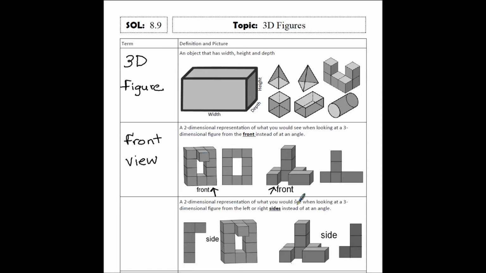The side view is a 2-dimensional representation of what you would see when looking at a 3-dimensional figure from the left or right sides instead of at an angle. We're looking at this and it looks like it pops off the page. This is the front, so here you kind of see the left side, and here we've got the front and we're looking at the right side. That's the side that it's turned to. Each of these 2 are side views of the 3-dimensional figure that you see in the center.